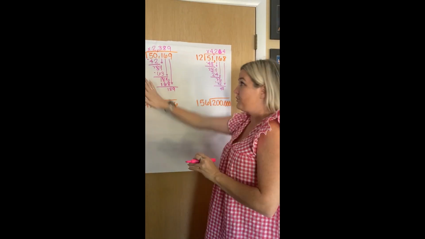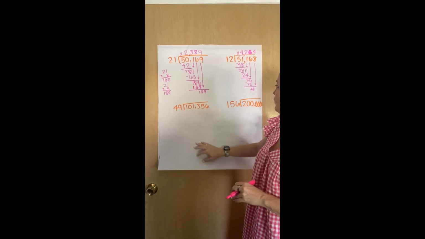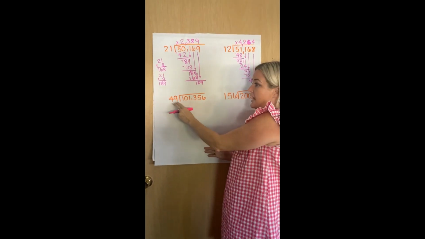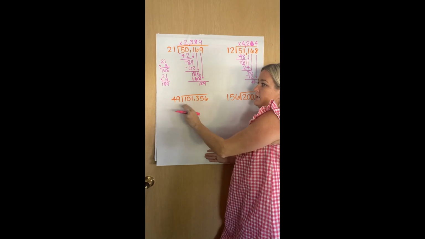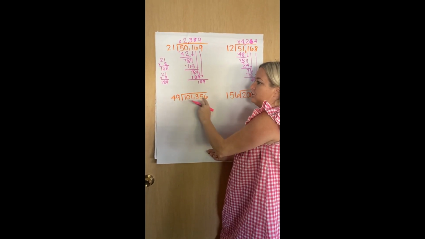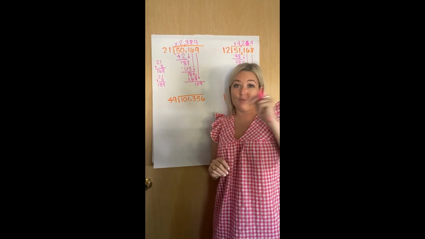Good? Everyone's following along? All right. So I'm going to do this one. I want to have you press pause. I want you to try and do this. Remember, you are dividing your divisor into your dividend. Your answer is your quotient, but make sure you're lining everything up. Press pause, and then we'll go over it.